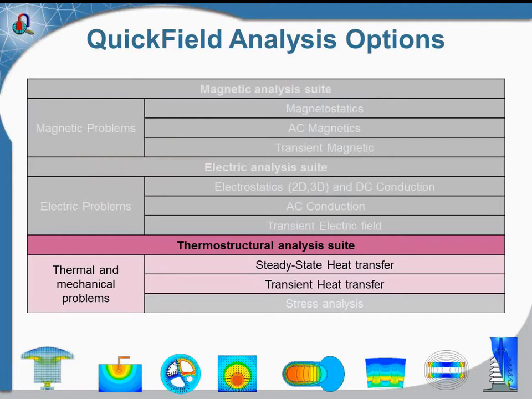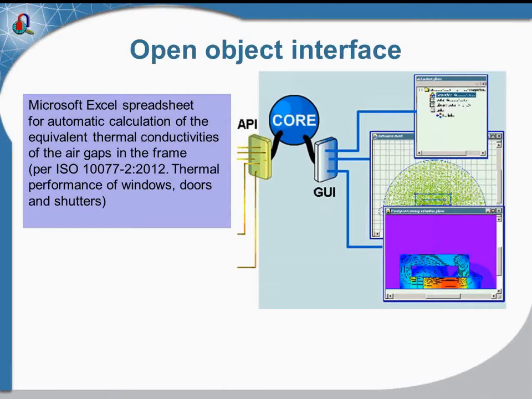From the large selection of QuickField analysis possibilities, specifically for thermal analysis, building insulation requires using other thermal analysis models. And to validate QuickField against the ISO 177-2 standard, which is thermal performance of windows, doors, and shutters, we prepared a Microsoft Excel document which includes macros which interact with QuickField models for calculating air gap thermal conductivities according to the ISO recommendations.